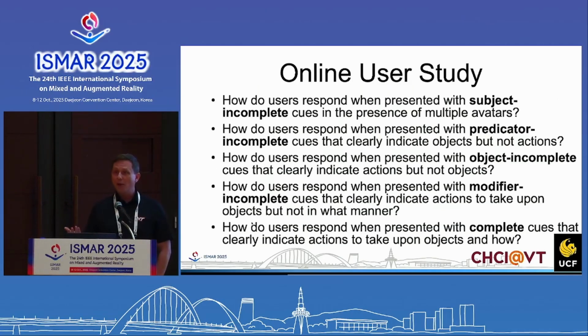So to evaluate whether or not this framework is useful, right, because it's one thing to come up with a grammar framework, it's another thing to actually prove that it's useful, we conducted this online study. And we specifically addressed these 5 research questions. Basically, we want to know, how do users respond when they're given subject incomplete cues in the presence of multiple avatars? How do they respond when they're given predicator incomplete cues that clearly indicate objects, but not what the action should be? Object incomplete cues that clearly indicate the action, but not the object. Modifier incomplete cues that clearly indicate the action and the object, but not necessarily how. And then how do they respond when we give them complete cues?